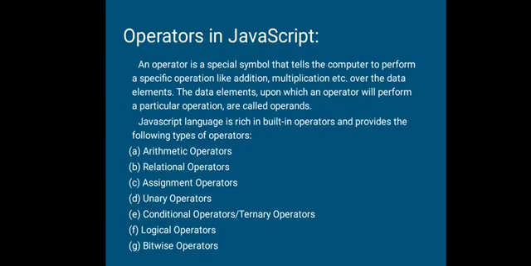Now let us come to operators in JavaScript. All of you know what an operator is. An operator is a special symbol that, when applied on operands, produces a result. We have so many types of operators available in JavaScript. They are arithmetic operators, relational operators, assignment operators, unary operators, conditional operators, logical operators, and bitwise operators.